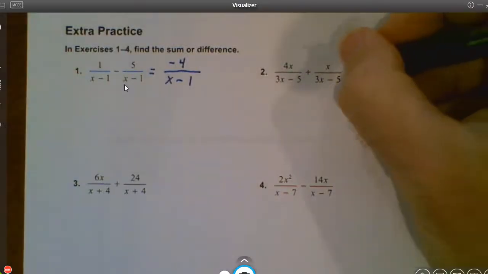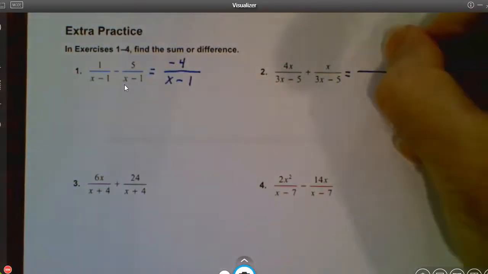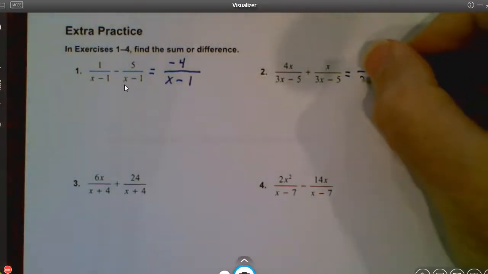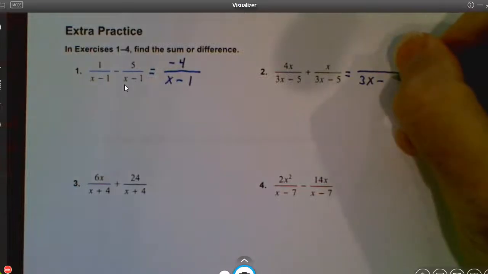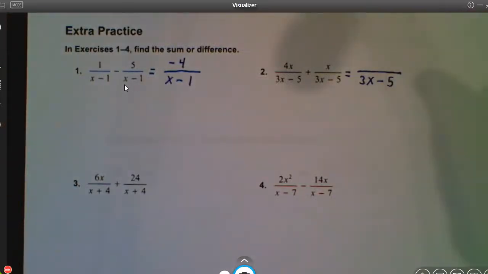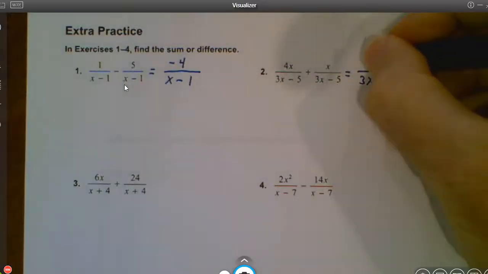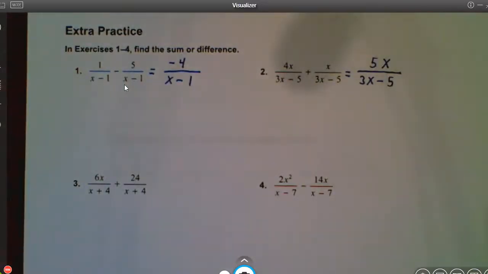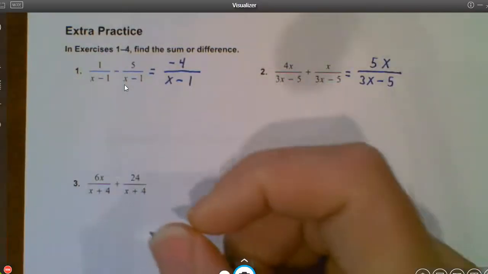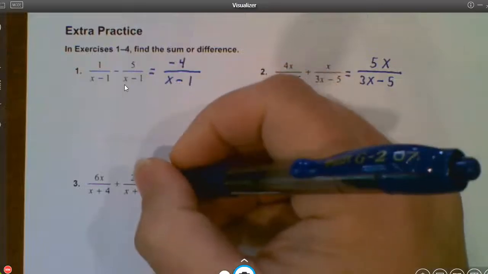So jump on over to this one. Again, the denominator is already the same, and the denominator doesn't change when I'm adding and subtracting. All I do is combine what's on top. 4x plus 1x would give you 5x. Some of these will reduce, so that is something you have to check for.